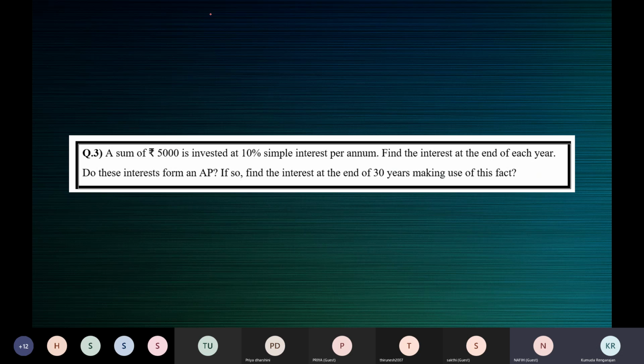This is how the formula works, children. 10% of 5,000 is the interest for 1 year; for 2 years, for 3 years, into 4. This is what P, principal, into time, into rate, by 100 is. So you're multiplying by 2 to get the interest for 2 years, into 3 for 3 years' interest, into 4 for 4 years' interest.